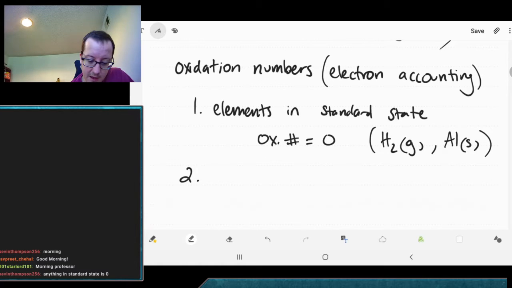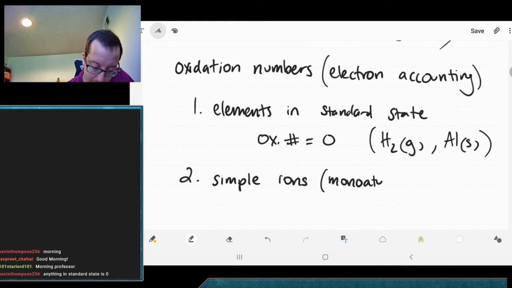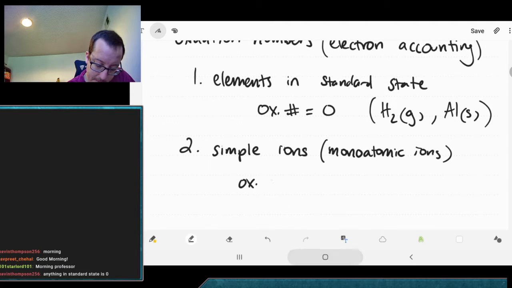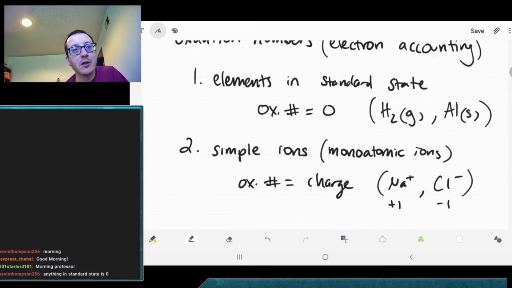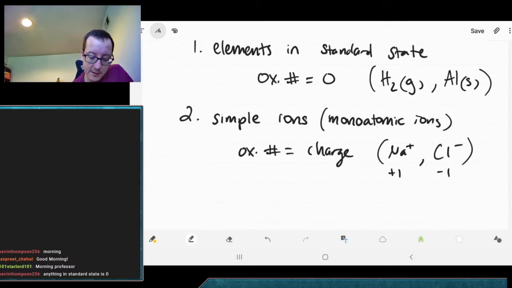If we look at the next one, we talked about simple ions, which are monoatomic ions. We saw that the oxidation number was equal to the charge. So for example, with these particular ions, which are simple ions, this one has an oxidation number of +1, and that one has an oxidation number of -1. So simple ions just had their charge equal to their oxidation number.